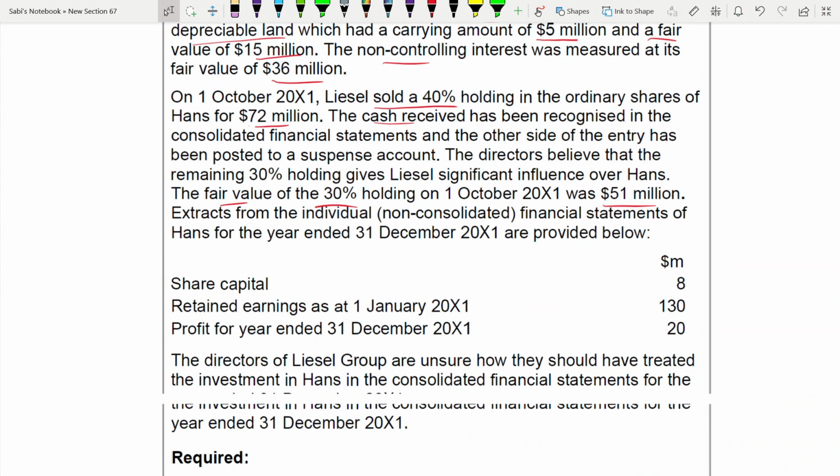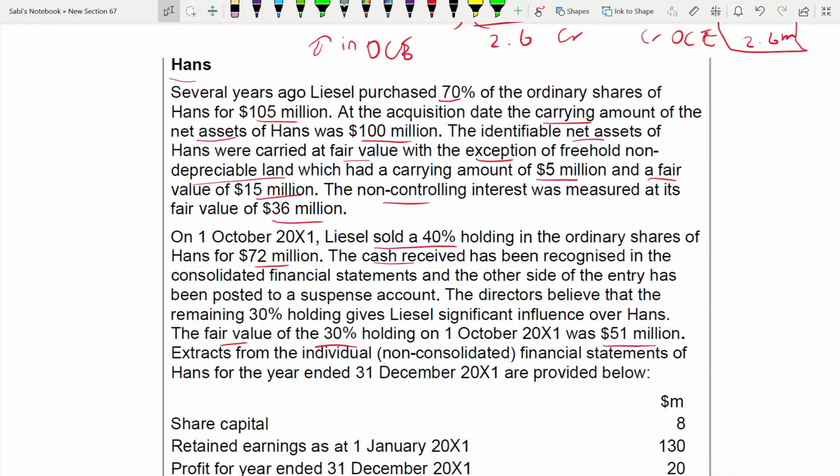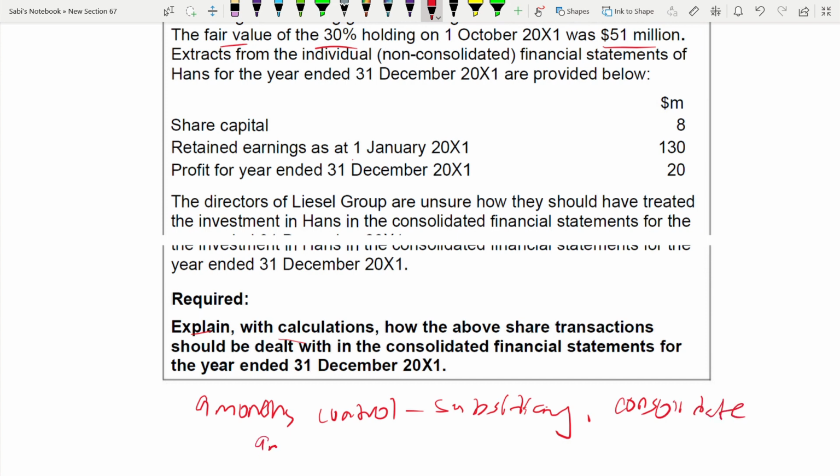So you see they sold it on 1st of October. When was it acquired? From 1st of Jan. So from Jan to September, 9 months they had control. That means for 9 months they were a subsidiary. You can consolidate only 9 months figure, 9 months income and expense. This is the meaning of it, right?